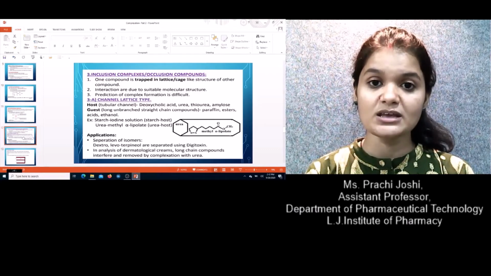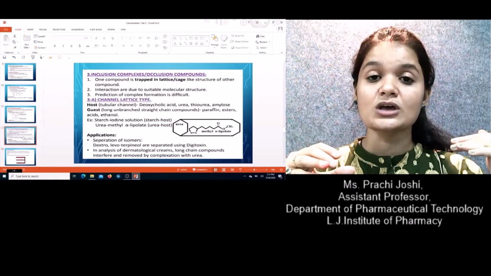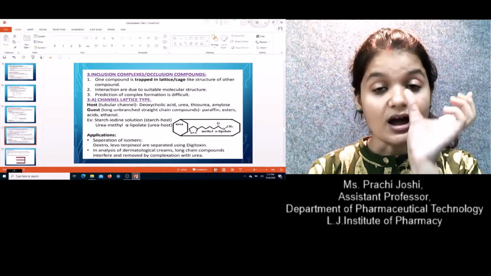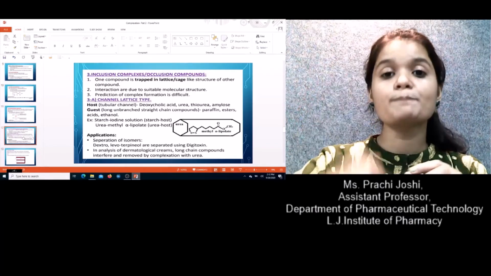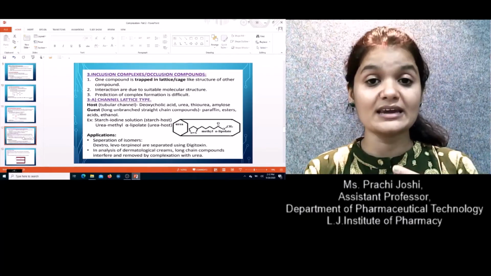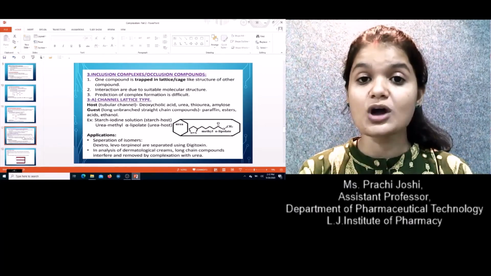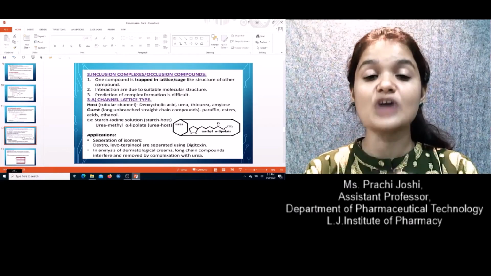Now, channel means what? There is a host and a guest which is arriving. The guest molecules are unbranched molecules. The unbranched molecules will come and settle inside. So the outer portion of this is hydrophilic in nature, but the inner portion is hydrophobic in nature. So those drugs which are hydrophobic can easily be included in this channel type.